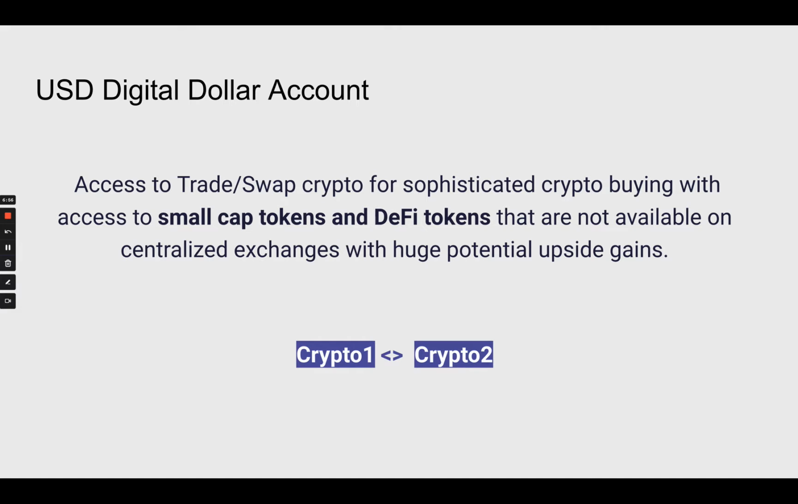Now, if you're looking to do more sophisticated crypto buying and take advantage of small cap tokens and DeFi tokens, those that are not available on centralized exchanges, but have huge potential gains, this can be new cryptocurrencies or existing ones that have huge gains. You can go ahead and trade or swap your cryptocurrency on our platform to take advantage and hold some of those small cap tokens or DeFi tokens. Once you're ready to withdraw and change them to or convert them to US dollars, you can easily do it on the platform.